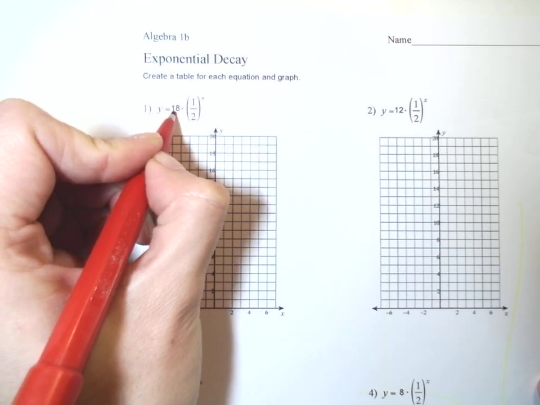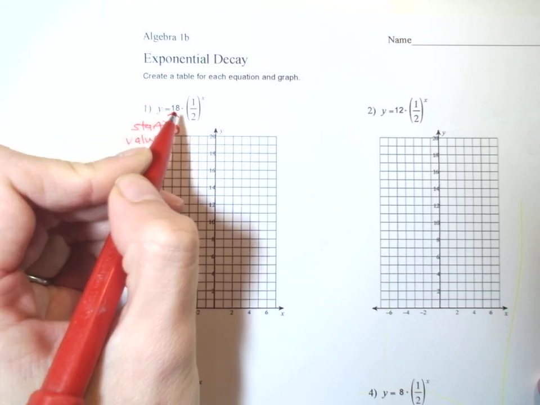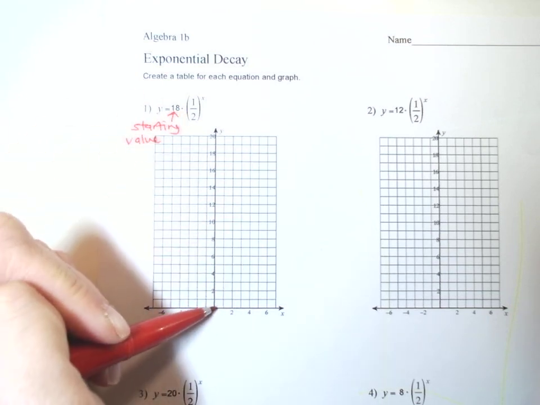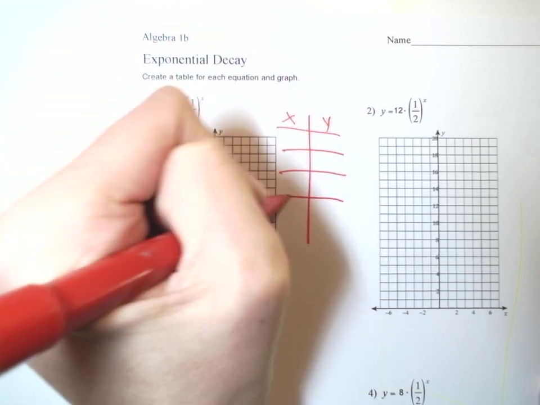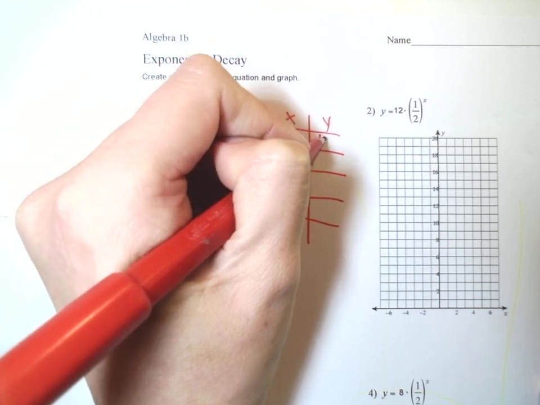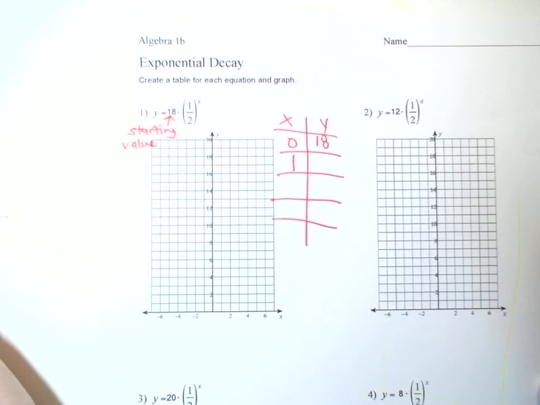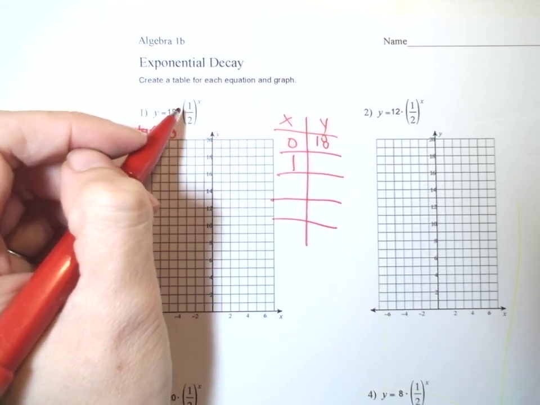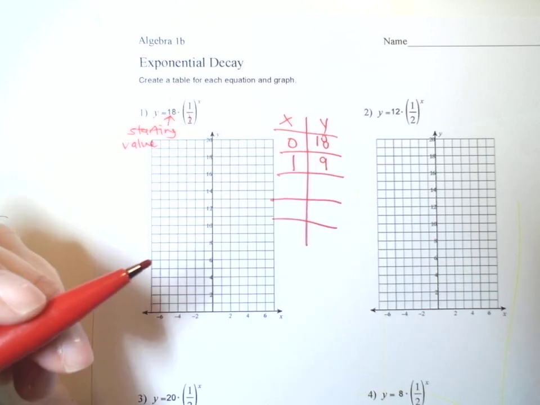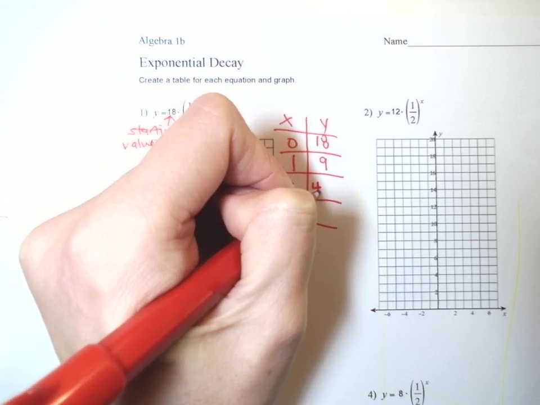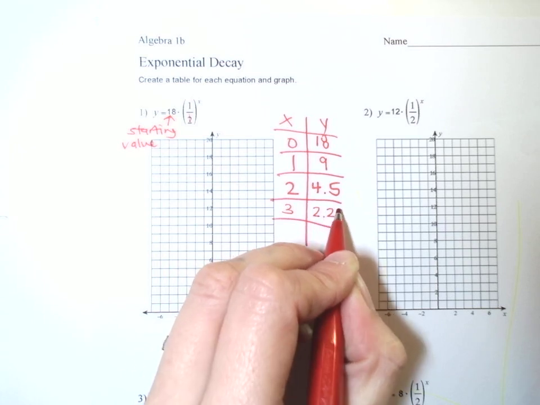All right, so our starting value is 18. So we know that on day 0, we have 18. And then after 1 day, it's cutting in half. We're losing half. And that's the most common for exponential decay. So if we lose half after 1 day or 1 week or 1 month or 1 year, we'd only have 9. Then after 2, we'd have half of 9, which is 4.5. After 3, we would have half of 4.5, which is 2.25.